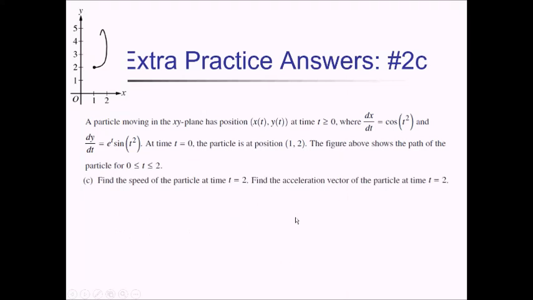For this problem part, they want the speed of the particle at time 2 and the acceleration vector at that same time. So for speed, we're doing square root of x prime of 2 squared plus y prime of 2 squared. And we already know x prime and y prime, so we can just put this directly into the calculator.